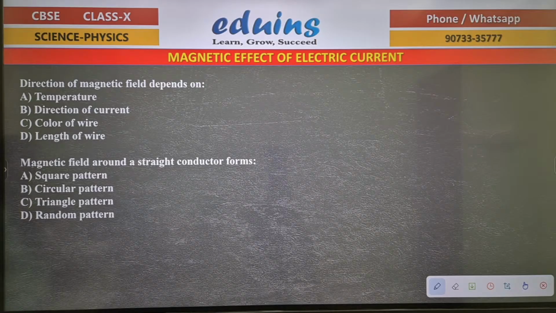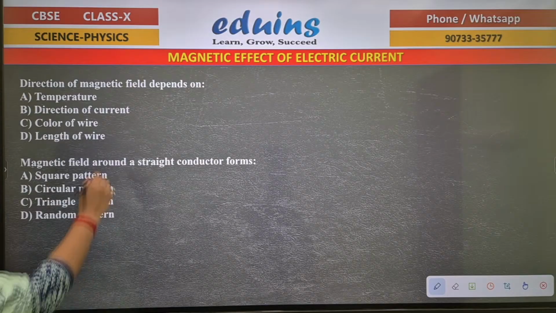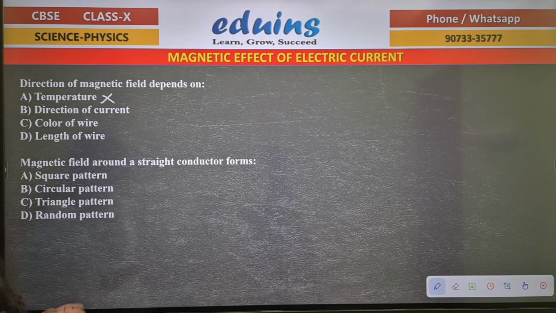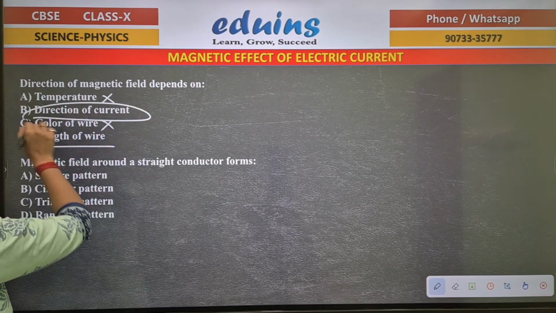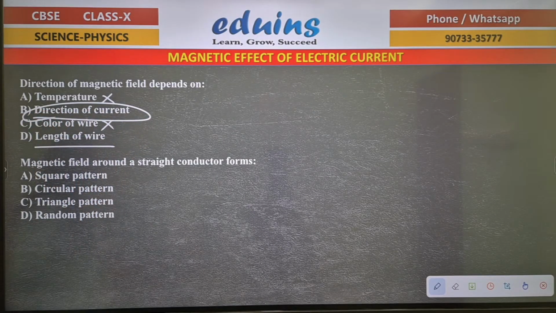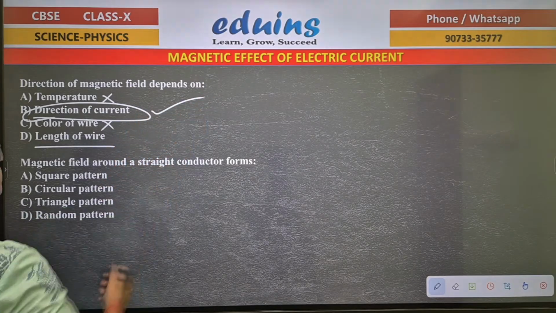So, the options are temperature. Direction of magnetic field doesn't depend on the temperature because temperature is itself a scalar quantity. Color of the wire does not affect anything. Length of the wire does connect with the resistivity but not with the direction of the magnetic field. So it depends on the direction of the current. So answer B is the right answer.